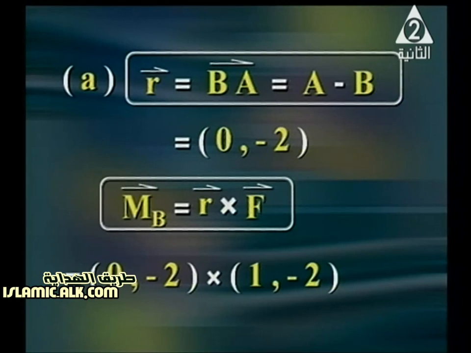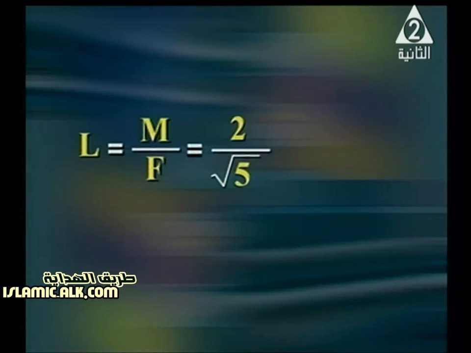(0, negative 2) ordered pair cross (1, negative 2) equals what? x1 times y2 minus x2 times y1. 0 times negative 2, minus negative 2 times 1, equals 2k. This is the moment of the force at point B. What is the length of the perpendicular, M over F? Equals 2 over root 5, multiplied by root 5 up and down. The answer is 2 root 5 over 5.